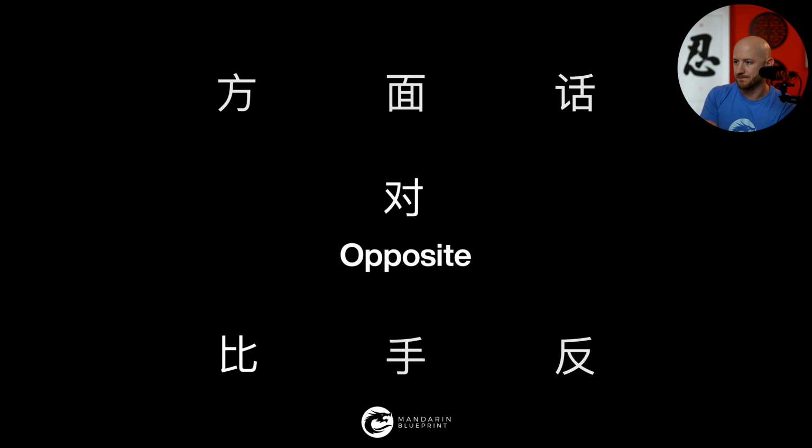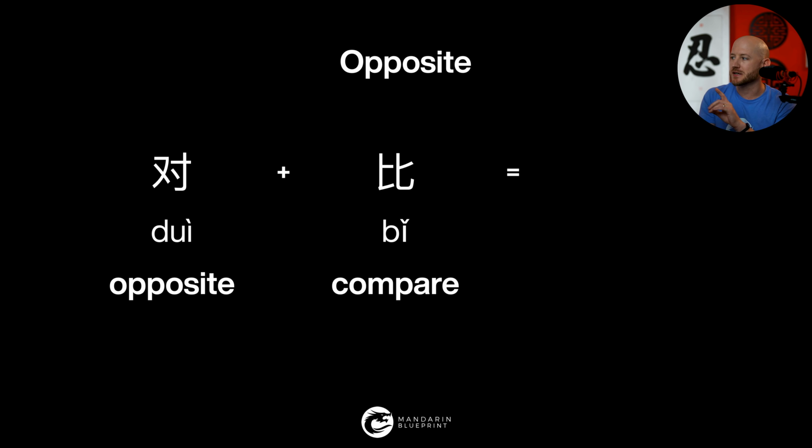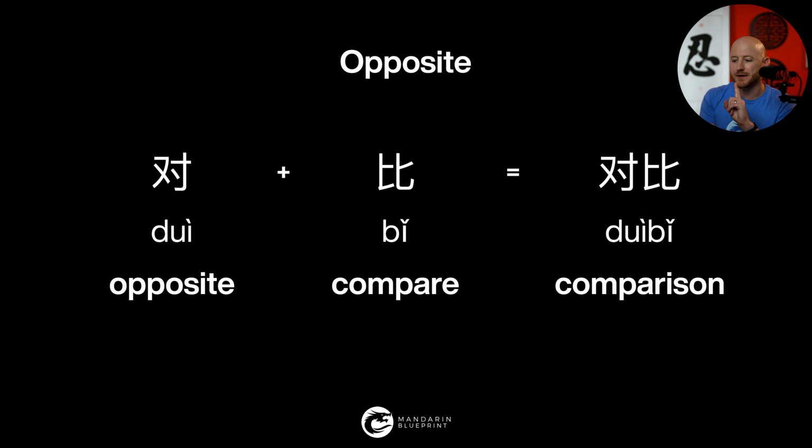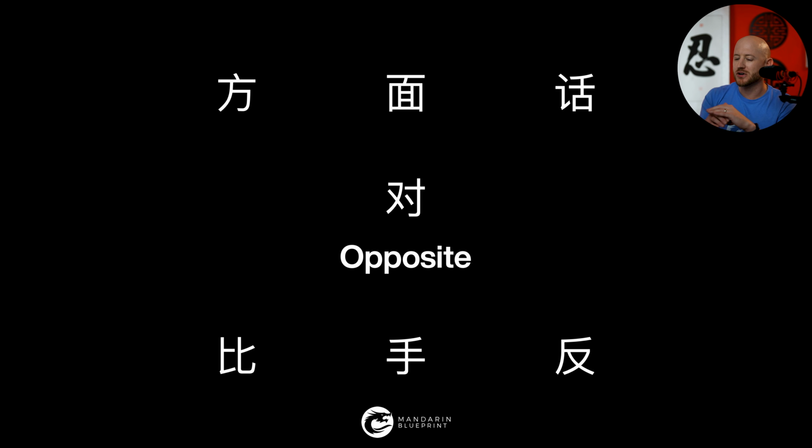How about this one? 对比, opposite compare. Well, this is a comparison. It also can mean to compare. I don't want to go too deep into that because I want to do a conversation about B at some point. But just know that you can have something that is a 对比, a comparison. But you could also say, hey, compare those two things. 对比一下. Right? Like go ahead and compare those two things. That's fine. But we'll get more into that when we cover B.